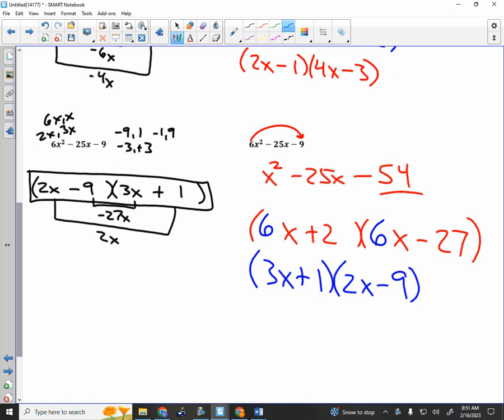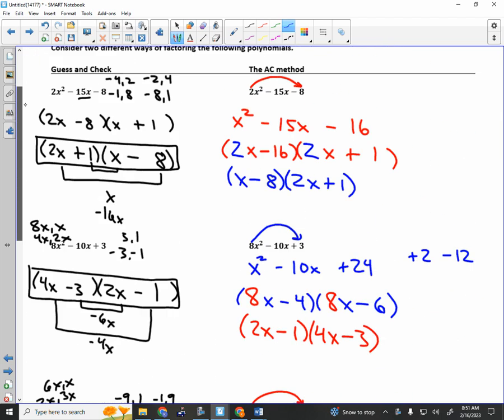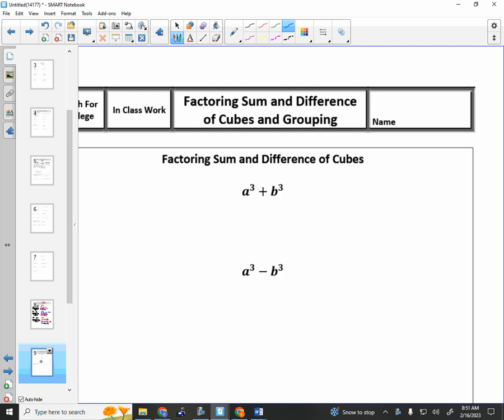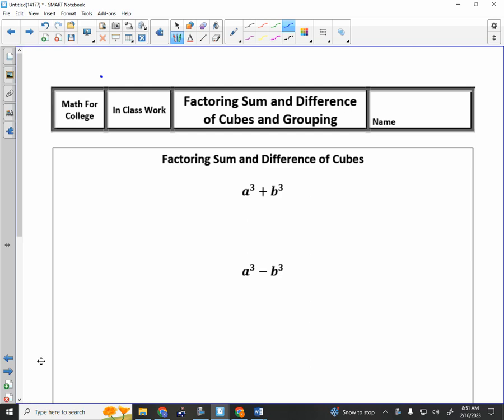So I don't care which method you use. That's entirely up to you. Some work better than others, but that's really your choice. That's the only lesson for today. I want you guys to practice factoring using the AC method.